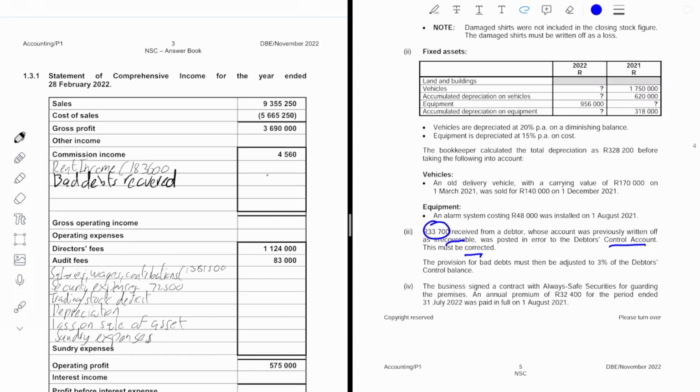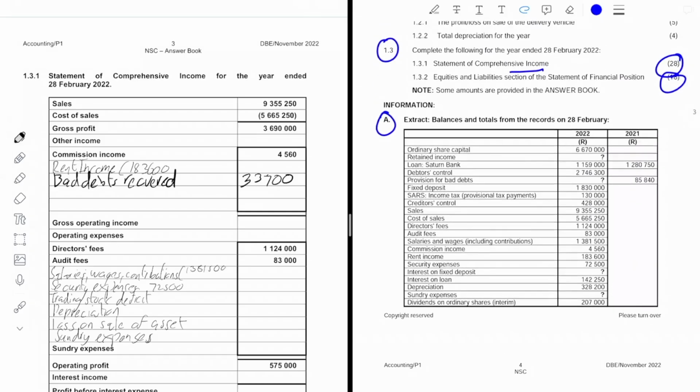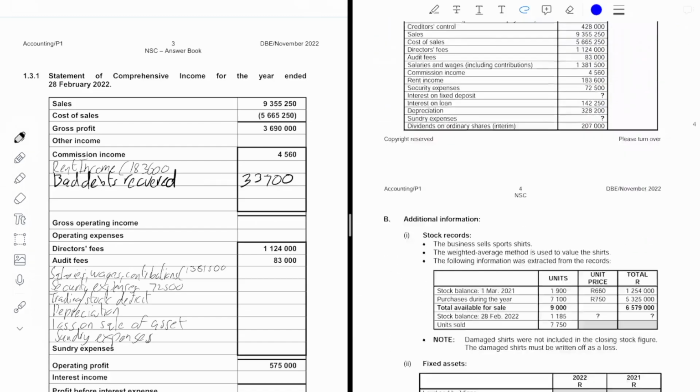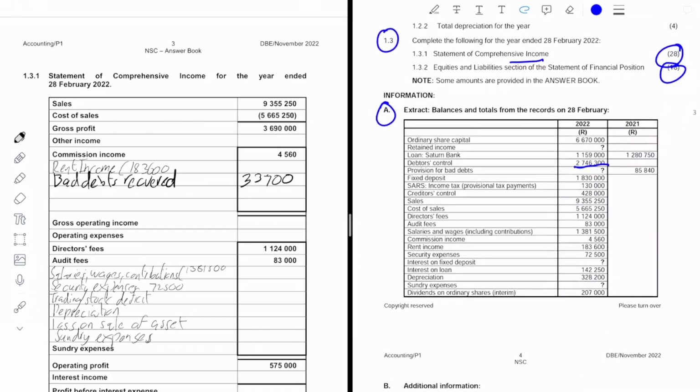And this figure is 33,700. Then they also say that the provision for bad debts must be adjusted to 3% of the debtor's control balance. Now, if you look here, our debtors control balance is understated by that amount that we wrote off. So we need to add back that 33,700. And then when we do add it back and take 3% of that amount, we get 83,400.